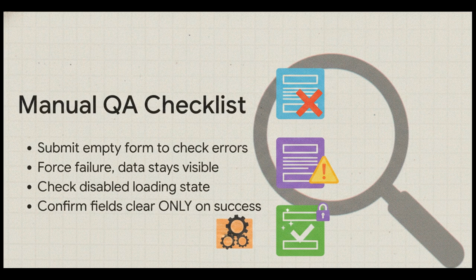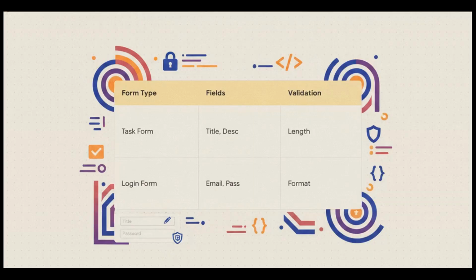Third, visually verify that the submit button fully disables during the asynchronous loading state to prevent those race conditions we just talked about. And lastly, confirm that the input fields clear out only when the submission returns a 200 OK success status. The true beauty of this architecture is how effortlessly it scales across an entire enterprise application.